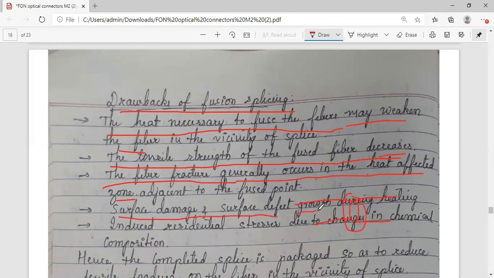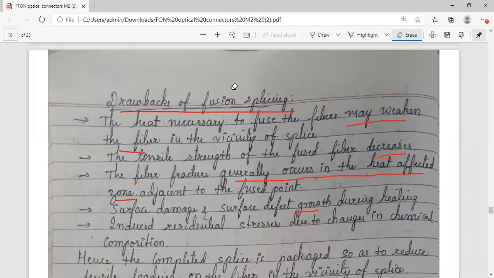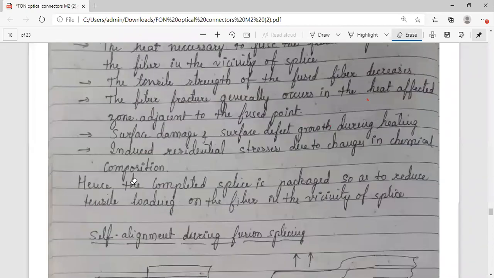Then surface damage and the surface defect growth during the heating. Then induced residual stresses due to the change in the chemical composition. Because of heating, the composition of the glass will change at some points, in some localized area. So it will have more stress and that induces residual stresses. So these are some disadvantages or drawbacks I have listed for fusion splicing.